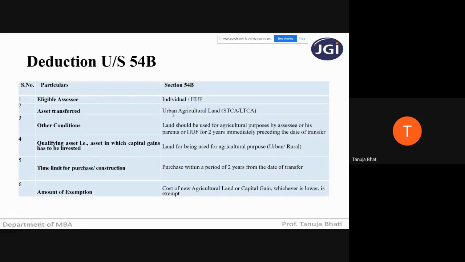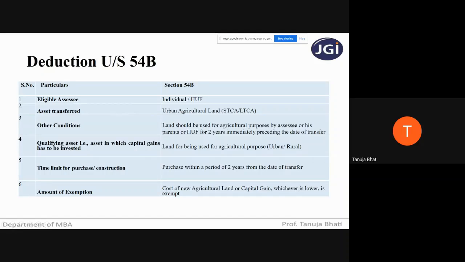Now, why is it not rural agricultural land? Because obviously rural agricultural land is not a capital asset. So even if he's transferring it, there is no capital gain arising, correct? So the asset he is transferring should be urban agricultural land. It can be either short term or long term. The other condition is that the land should have been used for agricultural purposes only by the SSC or his parents or HUF for 2 years immediately preceding the date of transfer.